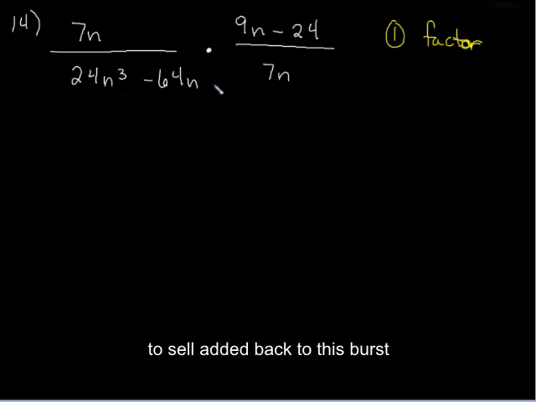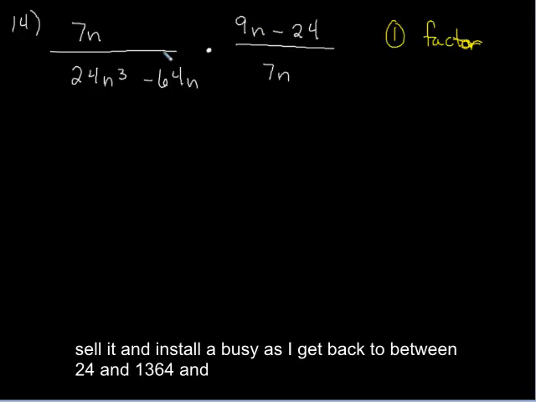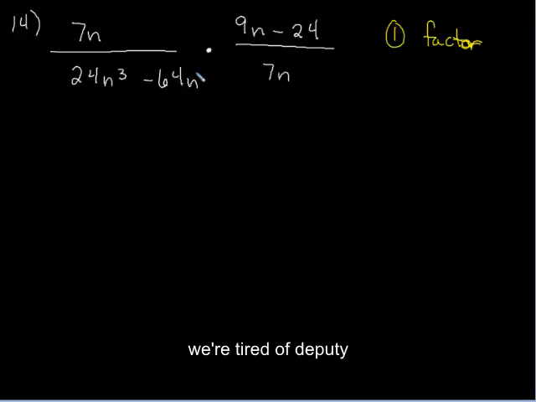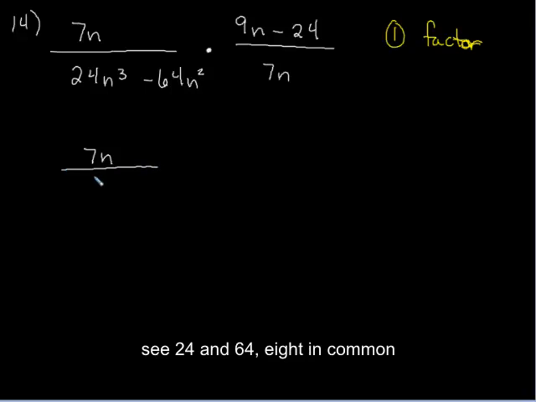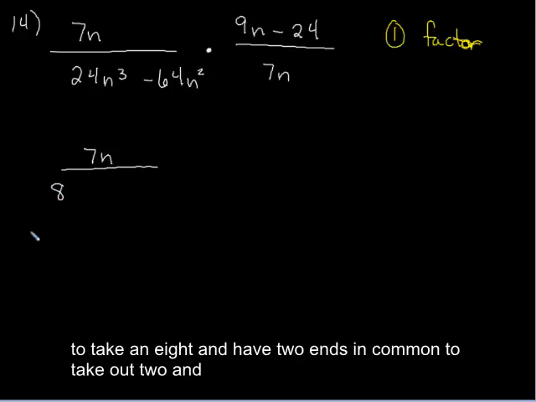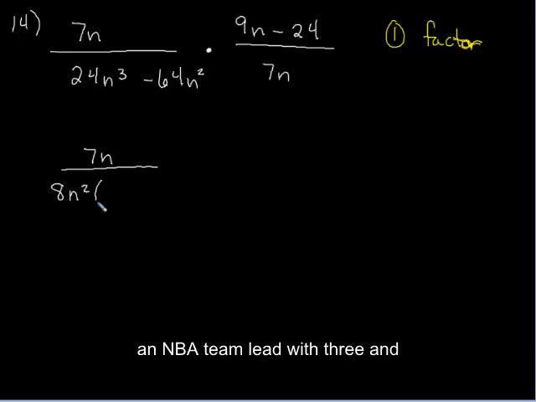So I have to factor this first, and I'm going to factor this if I can. So I'm just going to look and see if there's anything I can factor between 24n to the third and 64n squared. Sorry, I left off the 2. See, 24 and 64 have an 8 in common. So I'm going to take out an 8. And they have 2 n's in common. So I'm going to take out 2 n's. And I'm going to be left with 3n minus 8.